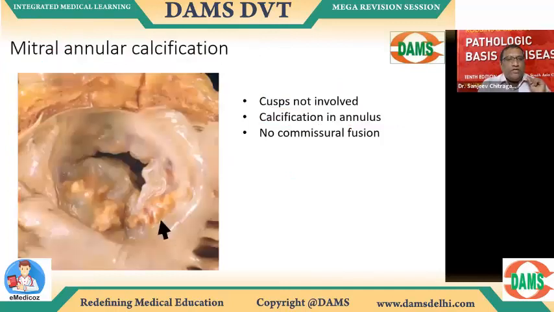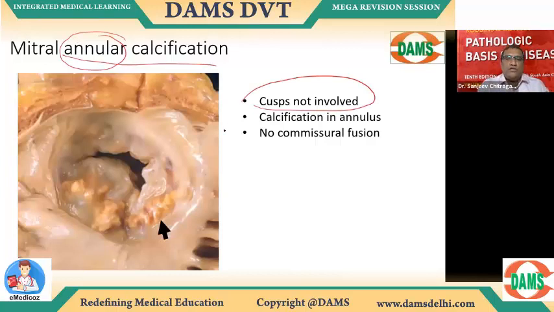Similarly, there is one more, the mitral annular calcification. The name itself suggests the calcification is not happening in the cusps. Cusps are not involved here. There will be calcification of the annulus. Now look at this. This is your cusps that we are talking about. The calcification is not near the cusp. It is at the periphery where there is an annulus. No commissural fusion, obviously, because there is nothing near the commissures.